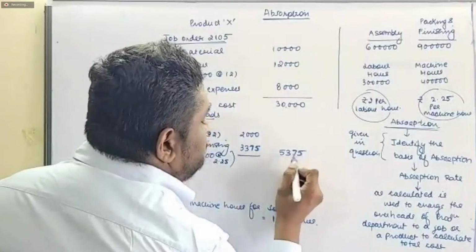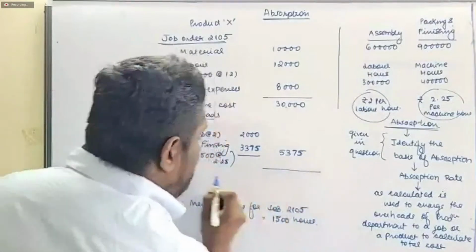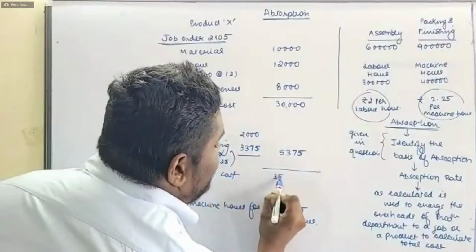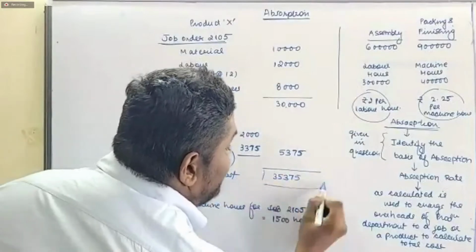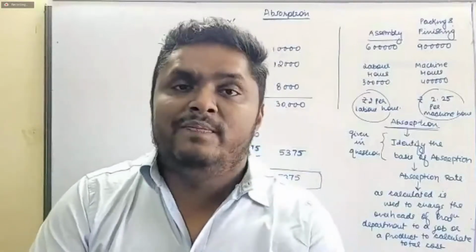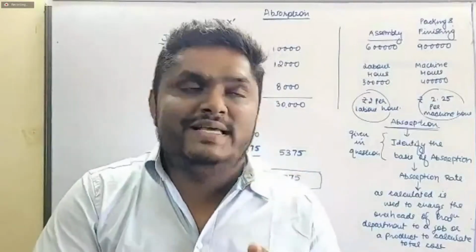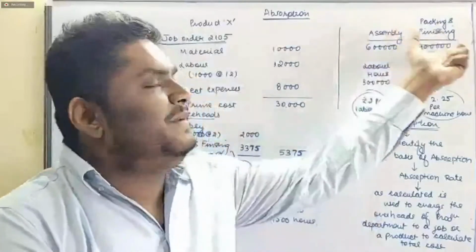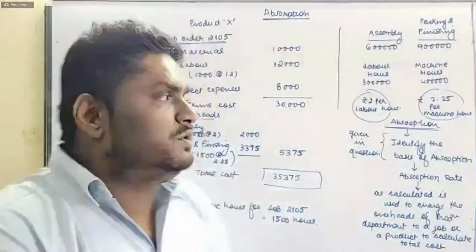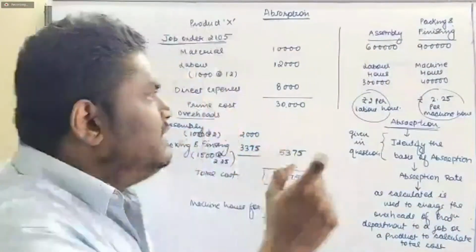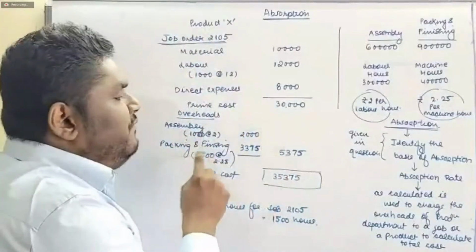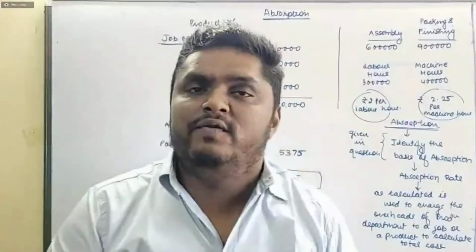So my total cost will be how much? 35,370. So now the calculation of total cost is over, wherein our major object of all this exercise is what? To charge the overhead of assembly and packing to a particular job or to a particular product to calculate the total cost. So herein in this job, we have charged how much of overheads? 2,000 of assembly department, and packing and finishing department, 3,375 rupees overheads.